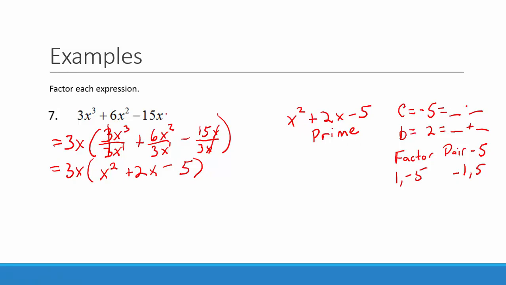But our original problem isn't prime because we could factor out the 3x. So this is our factored form of our problem. 3x times the quantity x squared plus 2x minus 5.